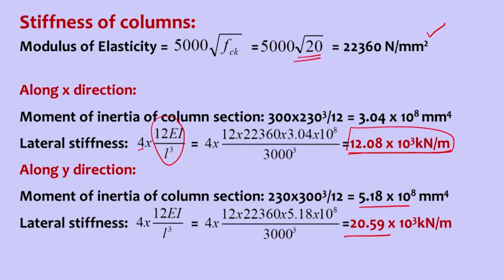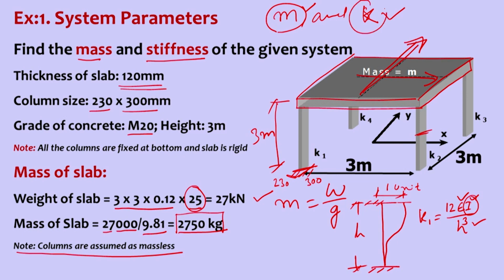So along the x direction we are getting stiffness, that is resistance to deformation, as 12.08 into 10 to the power of 3 kilonewton per meter, and along the y direction 20.59 into 10 to the power of 3 kilonewton per meter. So that completes the calculation of stiffness along the x direction and the y direction. If the structure is vibrating along the x direction, we can use mass as well as stiffness along the x direction. If the structure is oscillating along the y direction, then we use mass and stiffness along the y direction.